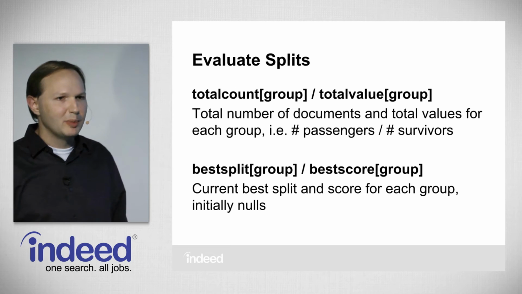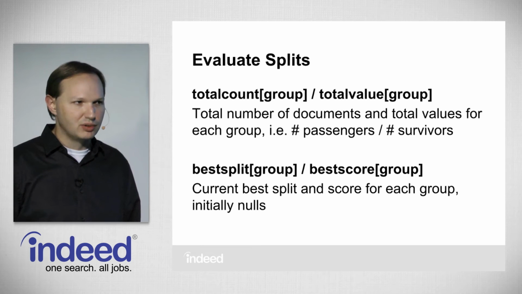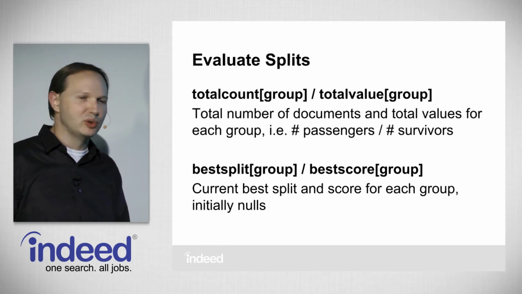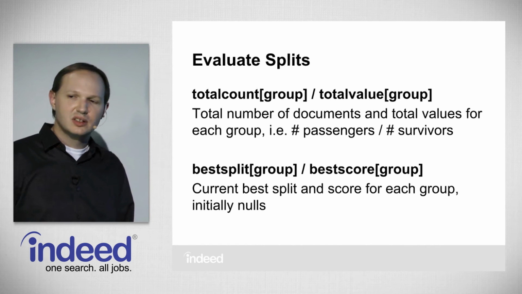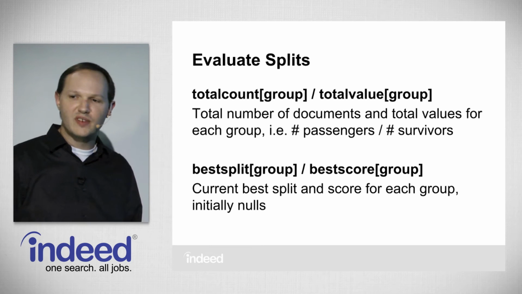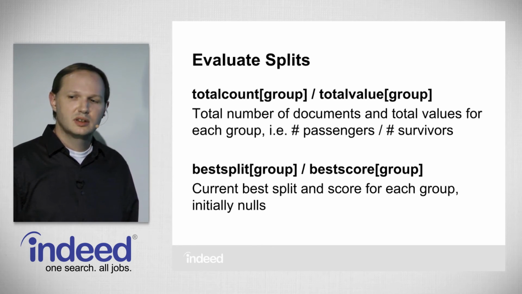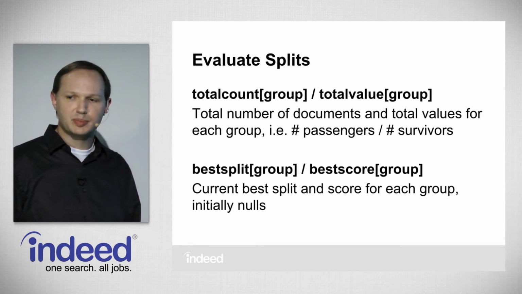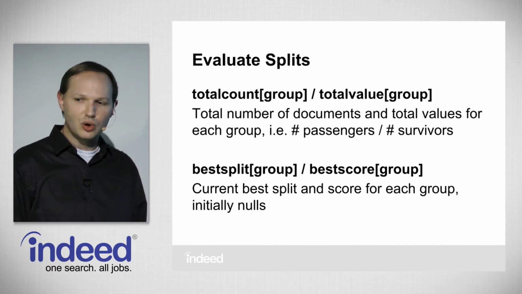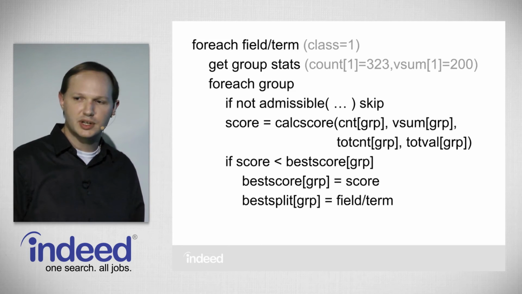So to evaluate the splits, we're going to need a little bit more information, more arrays. We need a total count of how many documents are currently in each group, because we're going to subtract from that to get everyone who's not in the current field and term. We need the total value. In this case, it's the first iteration, so we only have one group. Total count would be about 1,300 passengers, and total value would be however many survivors. We also need to keep track of the best split for each group as we go along. So we're going to initialize the best split for each group to all nulls, and we're also going to keep the score of that split so we can check if each split is better than what we had before.